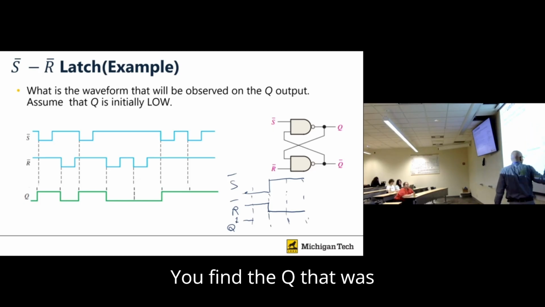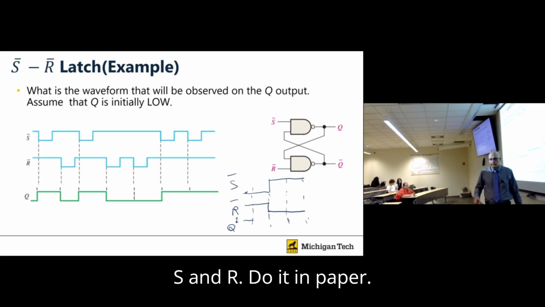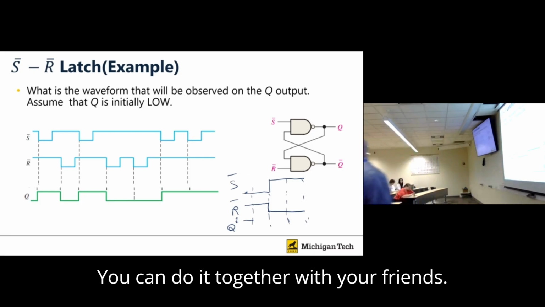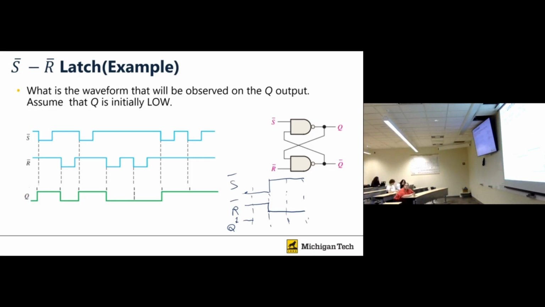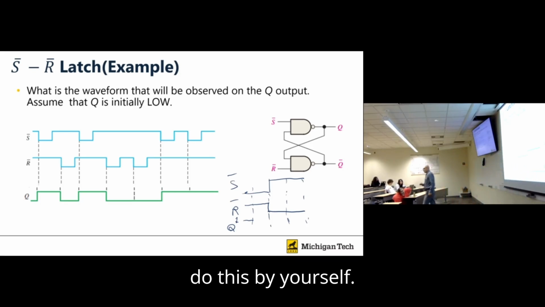You find the Q that was at the beginning, 1, and we have S and R. Do it on paper. You can do it together with your friends. Goes down. Those are the things coming to your mind when you do this by yourself.